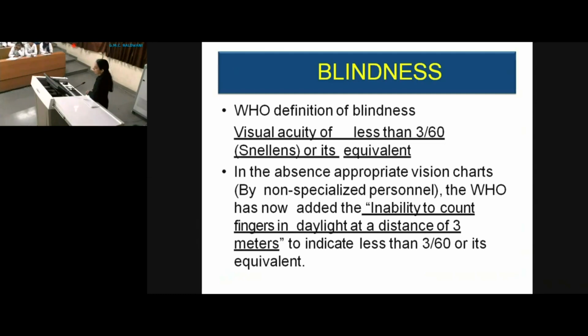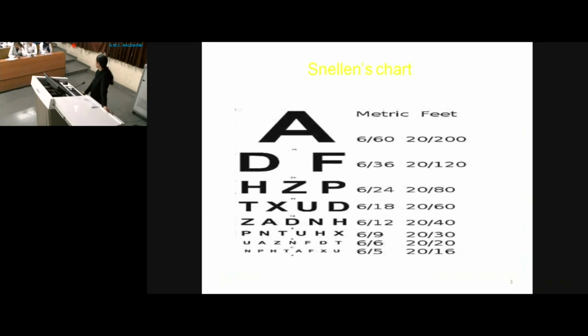In the absence of appropriate vision charts, for non-specialized personnel, the WHO has now added the inability to count fingers in daylight at a distance of 3 meters. If we are not able to count fingers at a distance of 3 meters in daylight, then that is equivalent to less than 3/60 or its equivalent. This is Snellen's chart, right? Here this is given in meters and this distance is given in feet, and we have to read these letters at these distances.